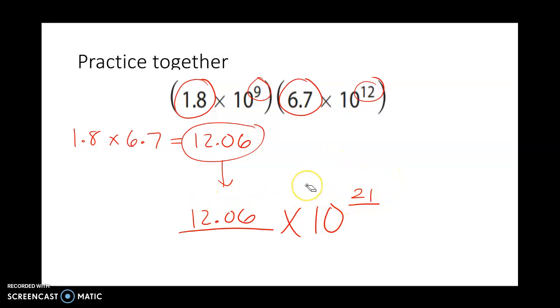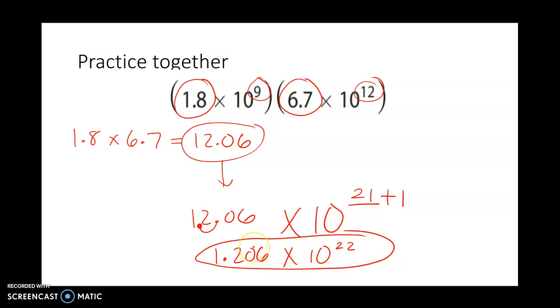And that is not our final answer yet because, remember, scientific notation needs to be between 1 and 10. Is 12 between 1 and 10? No. So I'm going to have to move this decimal one more time. Now I have 1.206 times 10, and if I moved the decimal once here, I'm going to have to add one up here. So it's going to be to the 22nd. This is my final answer.